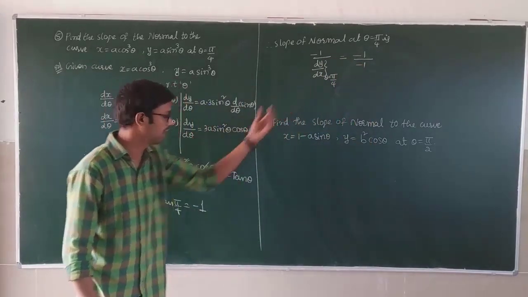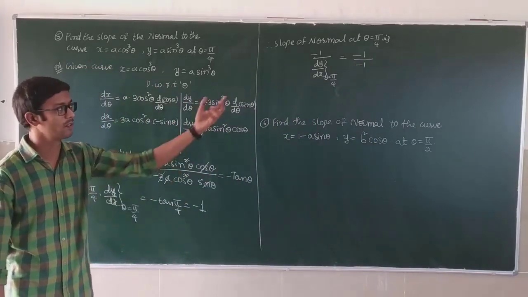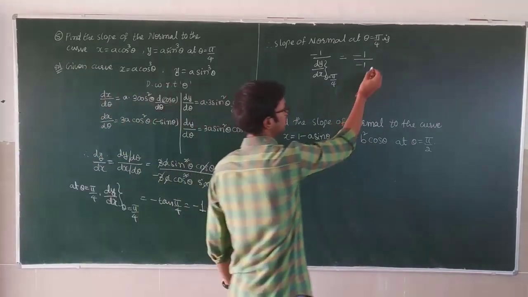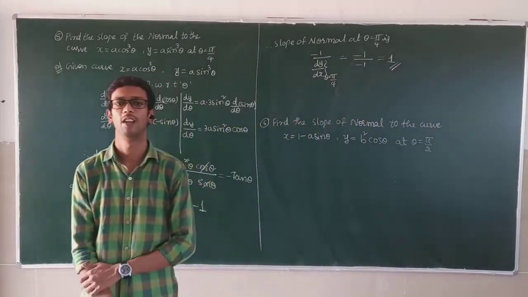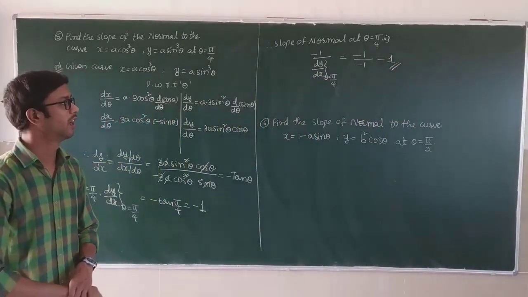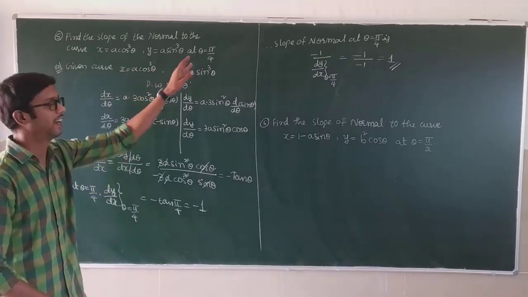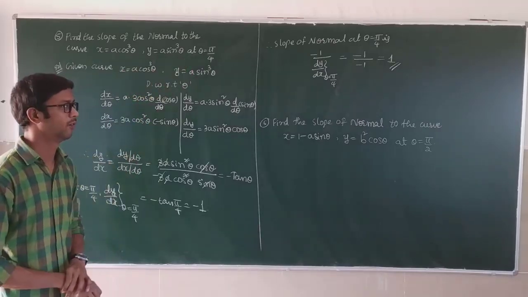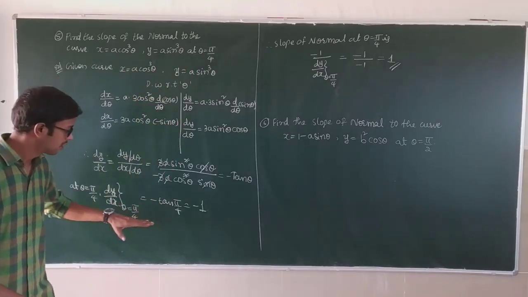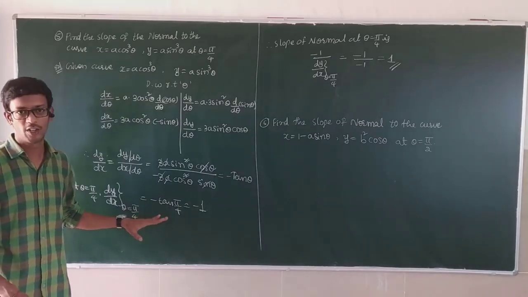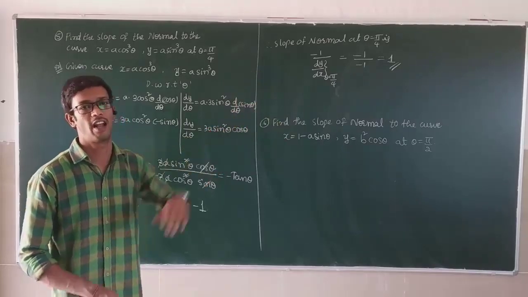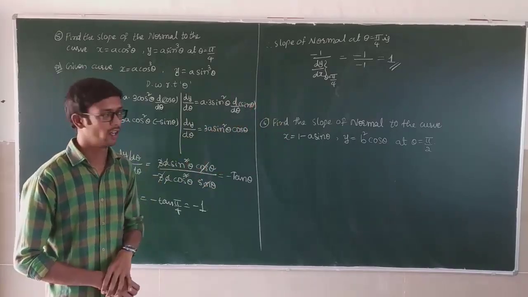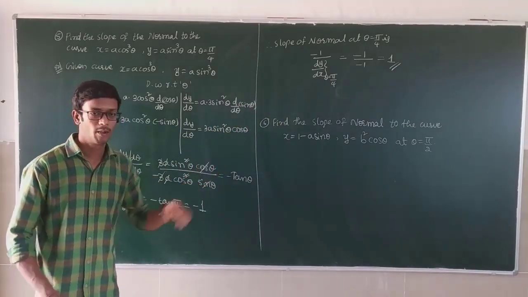What value did we get here? Minus 1. Substitute it there. Minus 1 by minus 1 is nothing but plus 1. So this is the slope of the normal to the curve at theta is equal to pi by 4. Just to change: the slope of the tangent is where we stop, and the slope of the normal means minus 1 by the slope of the tangent. That is the answer we get.